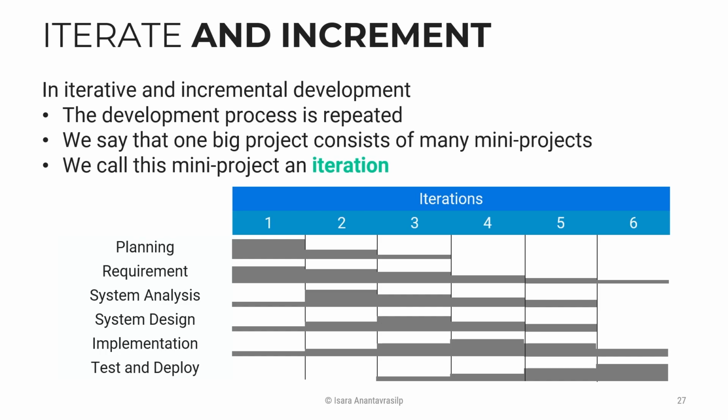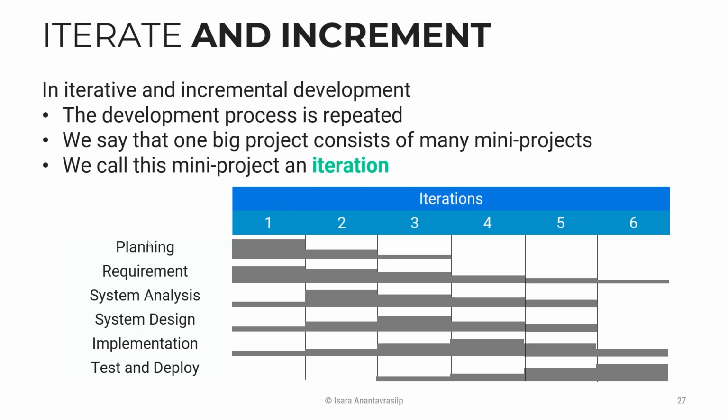In iterative and incremental development, the development process is, as mentioned earlier, repeated in a loop. We say that one big project consists of many mini projects, and we call these mini projects an iteration. Let's have a look at this chart right here. Here we have iteration number 1, 2, 3, 4, 5, 6.